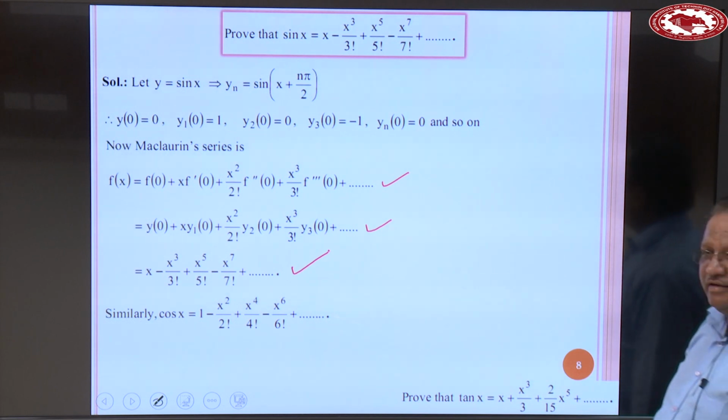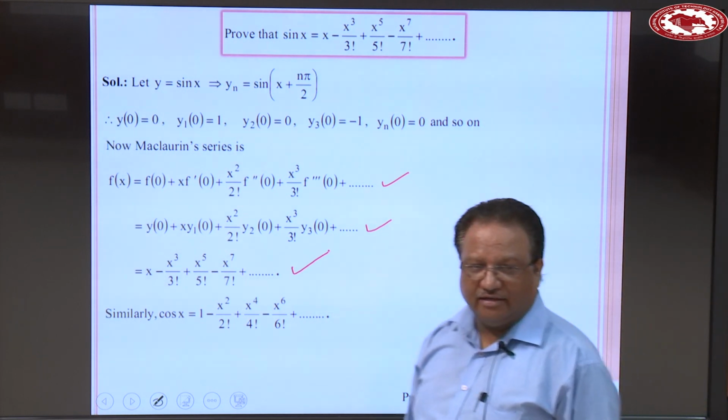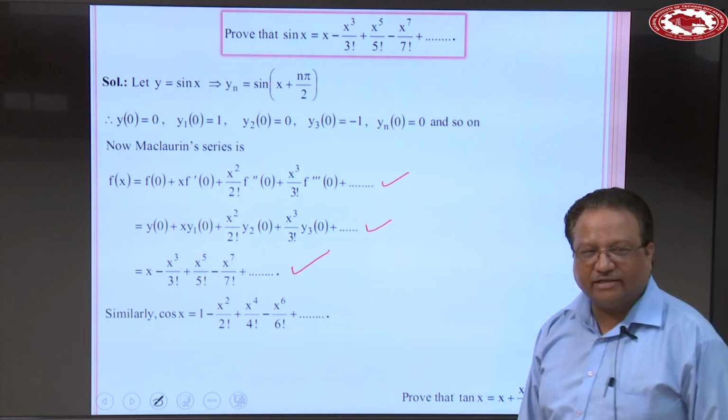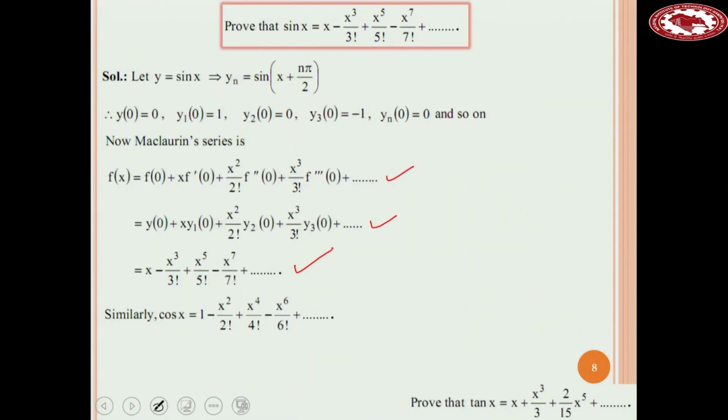So very simple, we have given y which is equal to f(x). Calculate successive differentials f dash x, f double dash x, f triple dash x and so on, and put x equal to 0 at last and substitute the values of these constants, we obtain the required expansion.